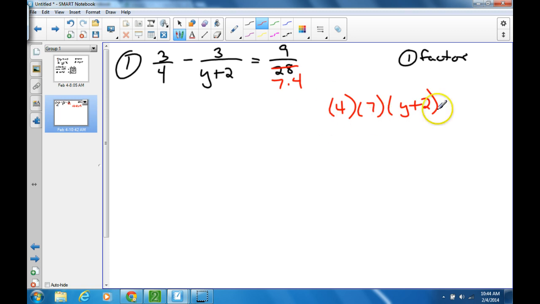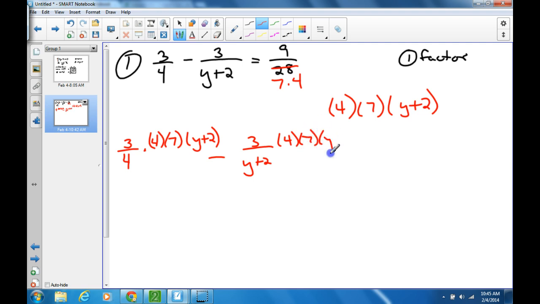I'm going to leave it like this, just to make it easier. I'm going to multiply each of my terms by this common denominator. So I'm going to multiply it by 4, 7, and y plus 2. Wait, I thought you didn't multiply it by the one that's already in there. Well, we're going to cancel some things out here in a minute. Minus 3 over y plus 2, times this again, equals 9 over 4 times 7.